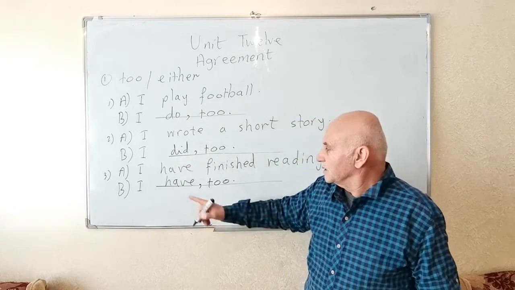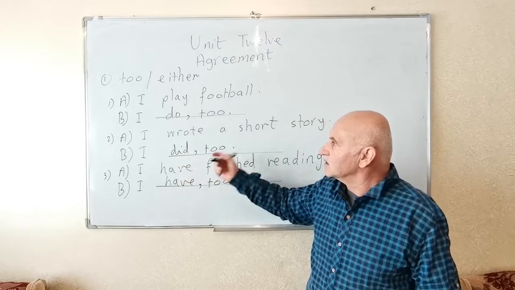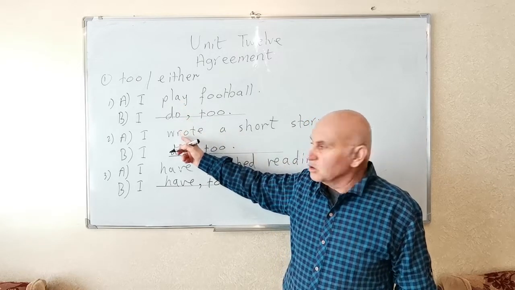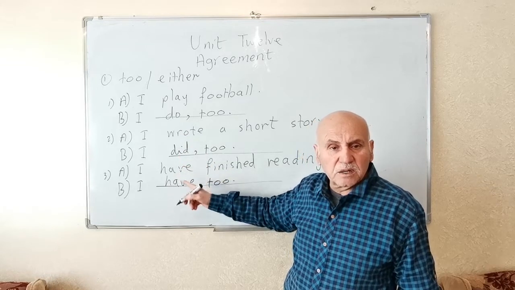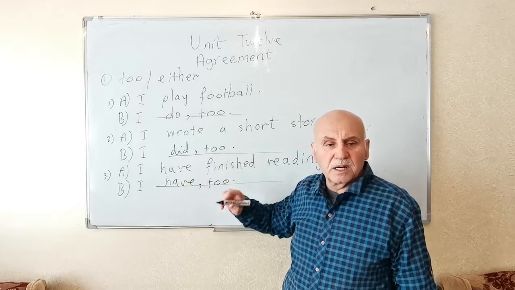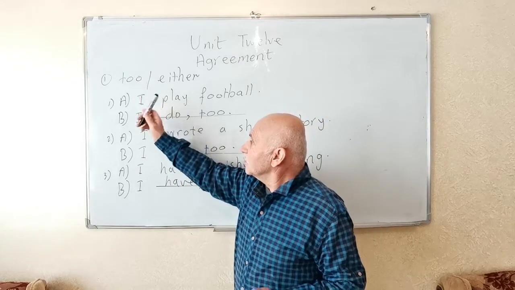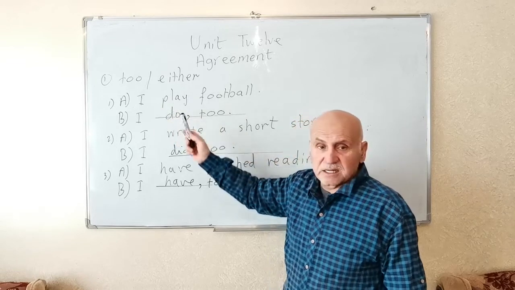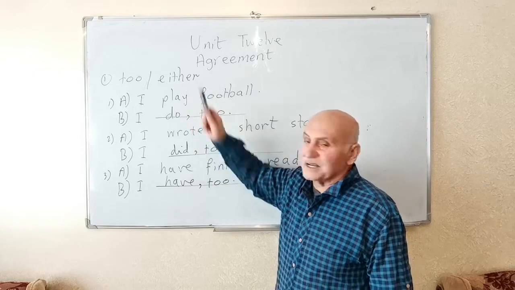Again, play takes do. Wrote takes did. Have takes have. Will takes will. And so on. Play, infinitive without S, do. Wrote, in the past, did. Have, will, is, I'm, and so on. This is the first thing. It is about to. Note that to is used with positive sentences. If it is I don't play, I say I don't either.